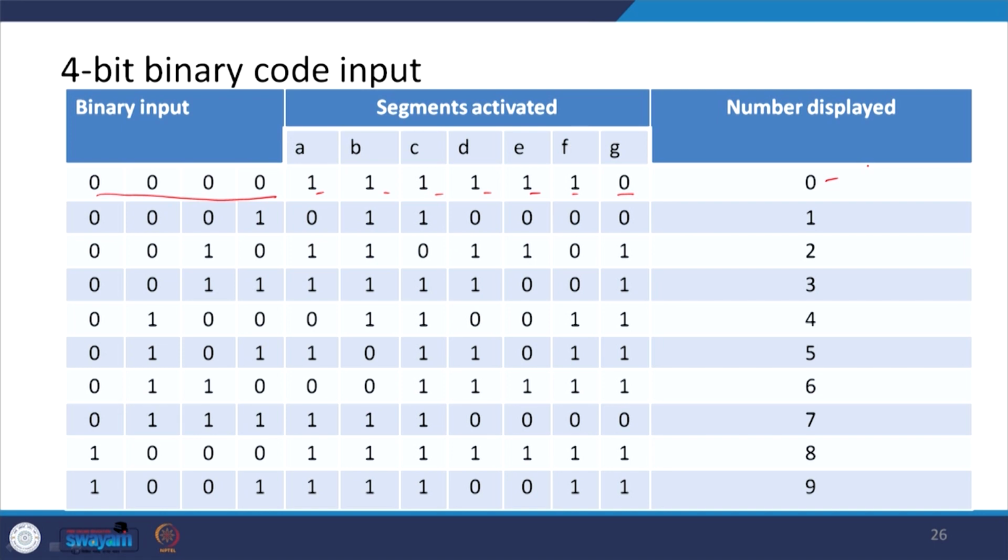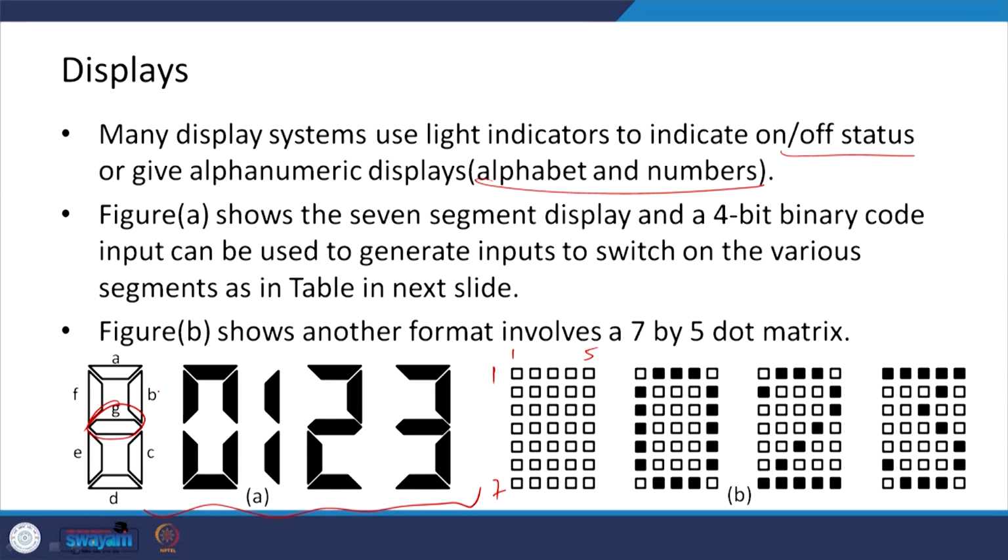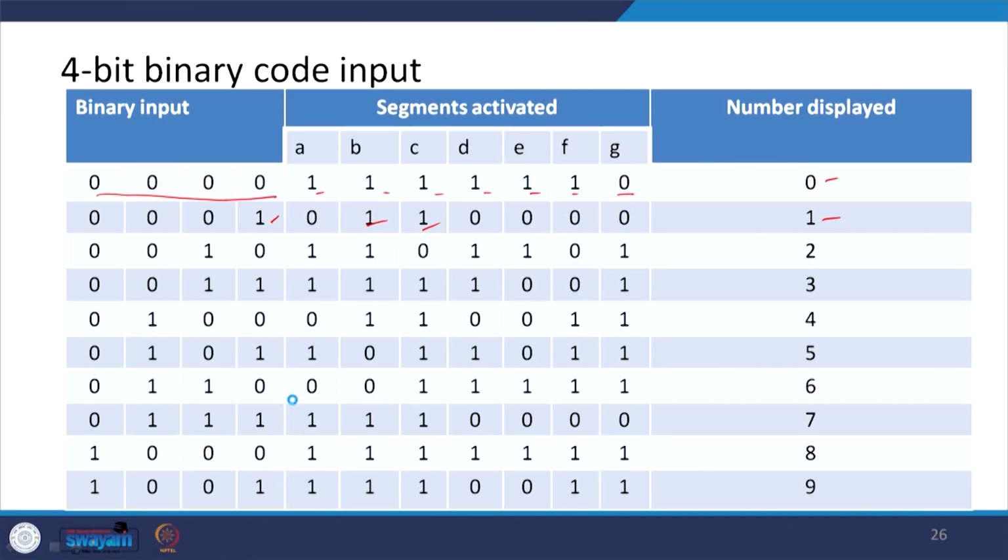Similarly, for binary input 0 0 0 1, what we get basically is 2 to the power 0, which is 1, and this 1 we can get if B and C are lit. B and C being lit means that this one and this one are lit, and I get the 1. So, this way we can get the 7 segment display. For different binary inputs, different segments can be activated in order to display different numbers.